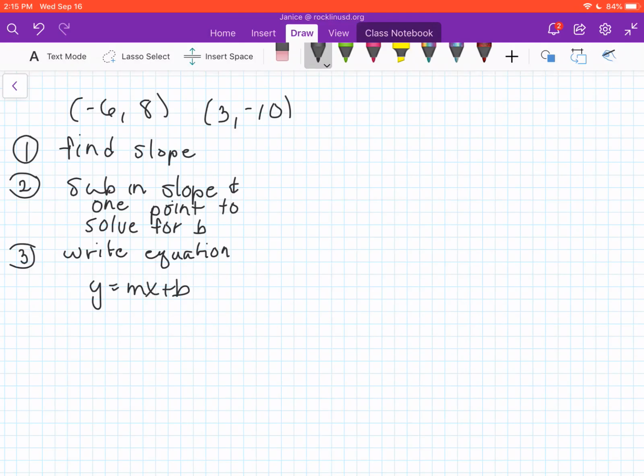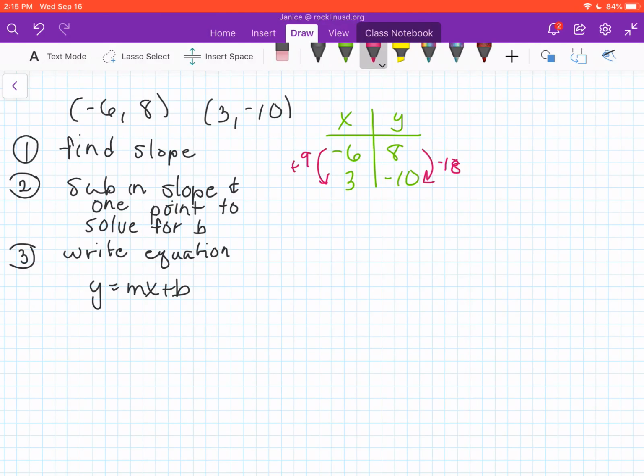Okay, so if we take a look at the 2 points that I have listed up there, our first step is to find the slope. So to find the slope, I need to find the change in the x's and the change in the y's. So my first point is -6, 8. My second point is 3, -10. And the change in my x's, if I'm going from -6 to +3, that is an increase of 9. And then in my y's, I am going from 8 to -10, and that is a decrease of 18. Decrease means that it is negative.